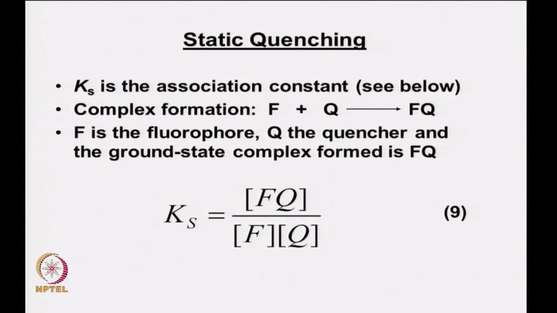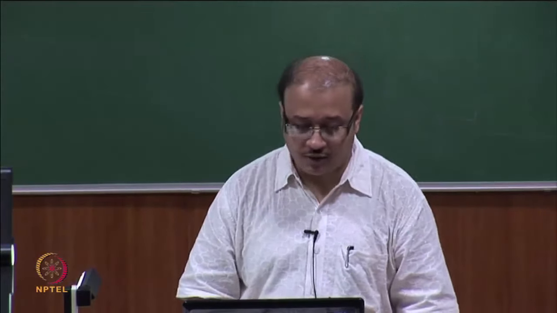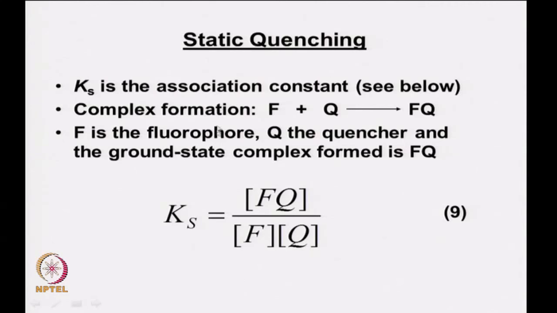Looking at static quenching again, K_S, as I said, is the association constant, that means the constant with regards to the complex formation. The complex formation is F plus Q giving FQ, because it forms a complex.